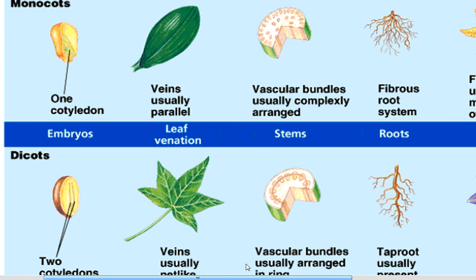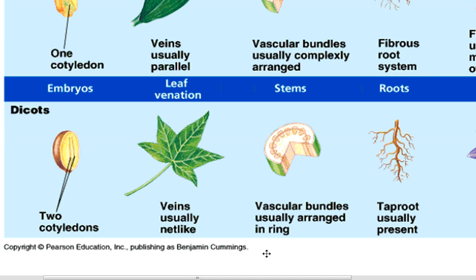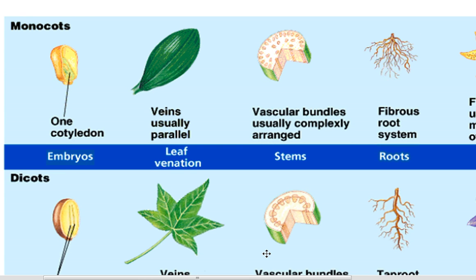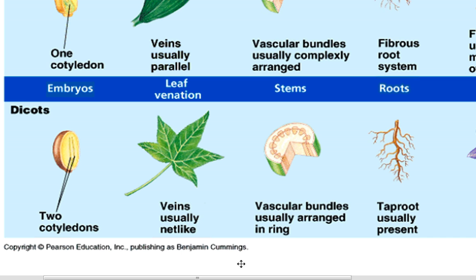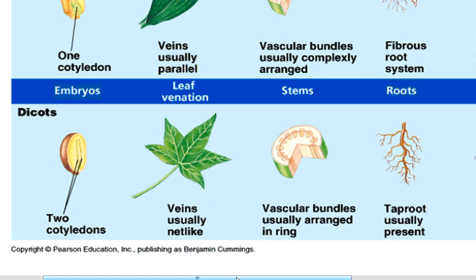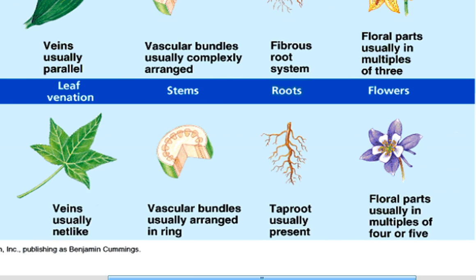Whereas dicots have two cotyledons. Think of a bean versus a monocot like corn. You can even tell the difference in their seeds. Their veins are net-like, like a tree. Their vascular bundles have this very clear arrangement here in the ring, and they have a taproot as well as flowers arranged in multiples of 4 or 5.